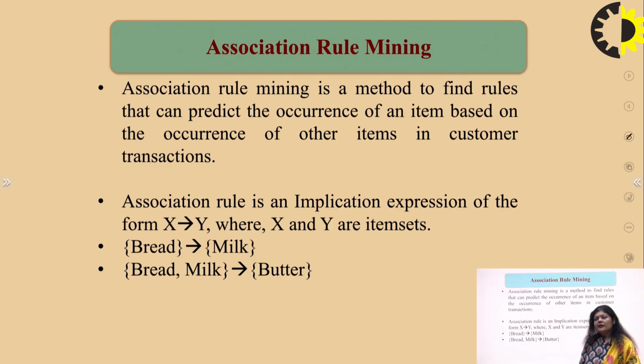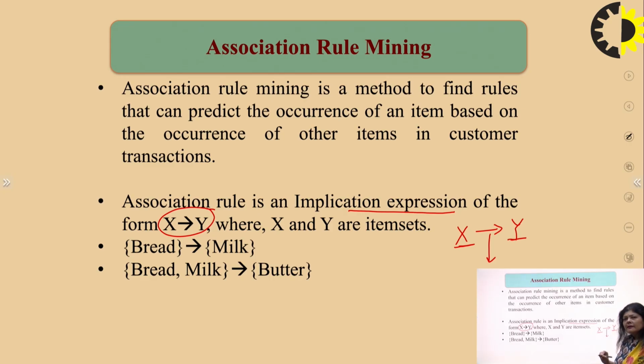So the first thing is, what are the association rules? An association rule is basically an implication expression of the form X implies Y. Every association rule we write like X implies Y, and this implication symbol tells us that whenever X is purchased by the customer, the customer is also purchasing an item Y. Now these X and Y could be item sets containing one single item or a collection of items.